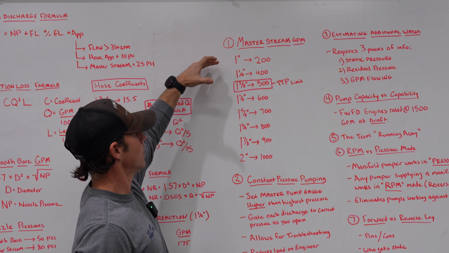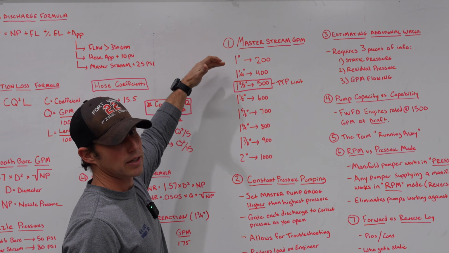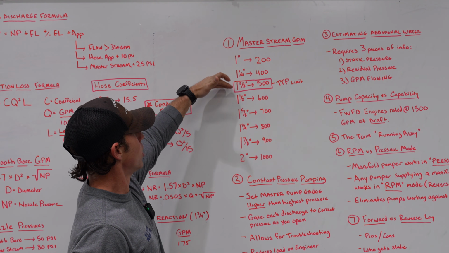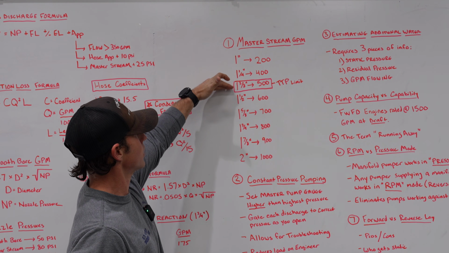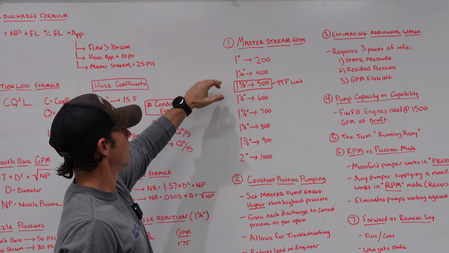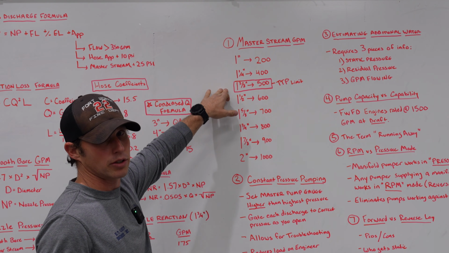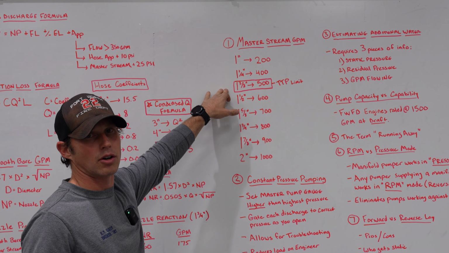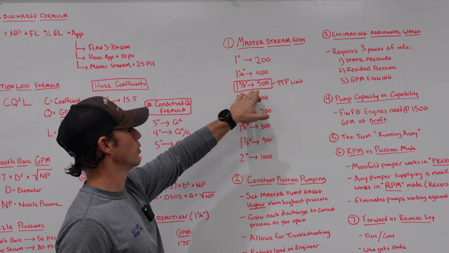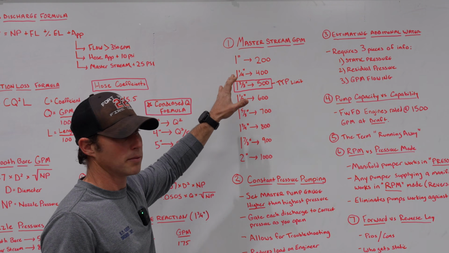So for every 1/8 of an inch, it's called the rule of eighths, you come up essentially 100. So from 1 1/4 to 1 3/8, you come up 100. From 1 3/8 to 1 1/2, you come up 100. We should start with a 1 3/8 tip on our deck guns in the city of Fort Worth, because we are flowing 500 gallons per minute there, roughly 501.